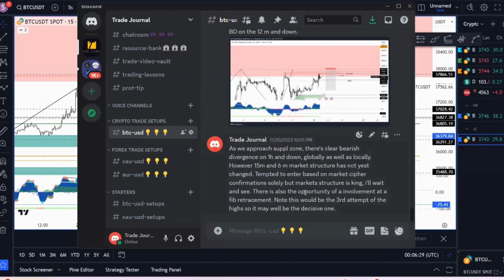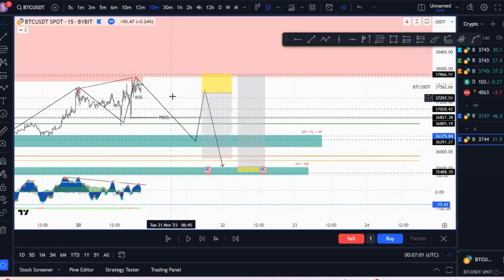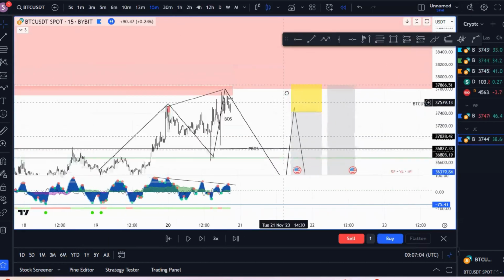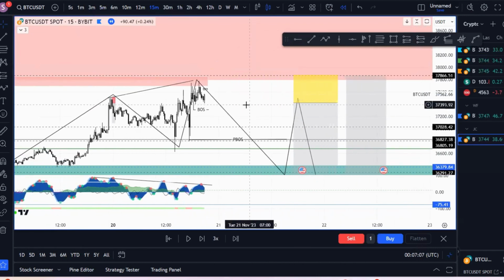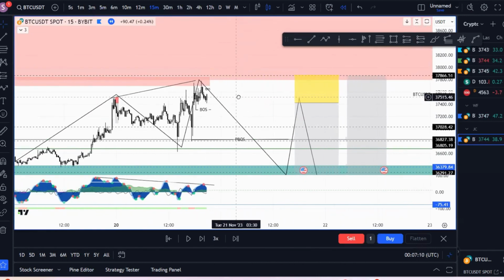So as we can see on the Discord, I've written on Trade Journal, saying, as we approach the supply zone, there's a clear bearish divergence on the 1 hour and down, globally as well as locally. However, the 15-minute and 5-minute market structure has not yet changed. I'm tempted to enter this trade based on Market Cipher only, but market structure is king. I'll wait and see. There's also the opportunity of an entry at a fib retracement. Okay, so I was really tempted to enter this yesterday. However, even though we were seeing Market Cipher printing these divergences, we weren't quite seeing a change in structure.